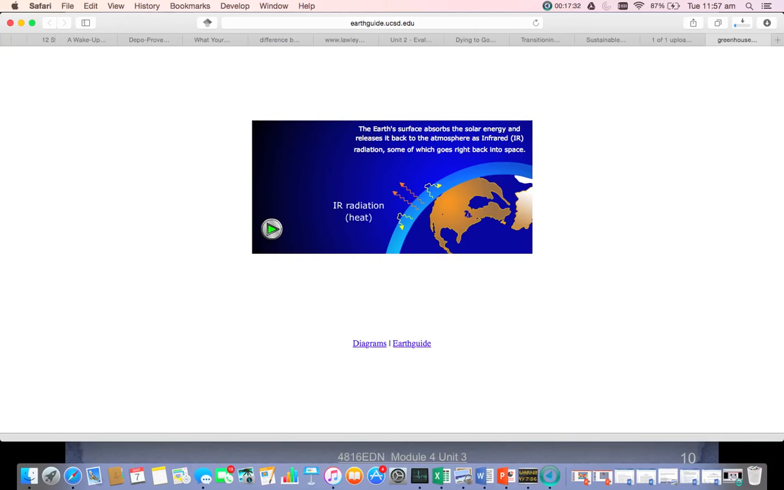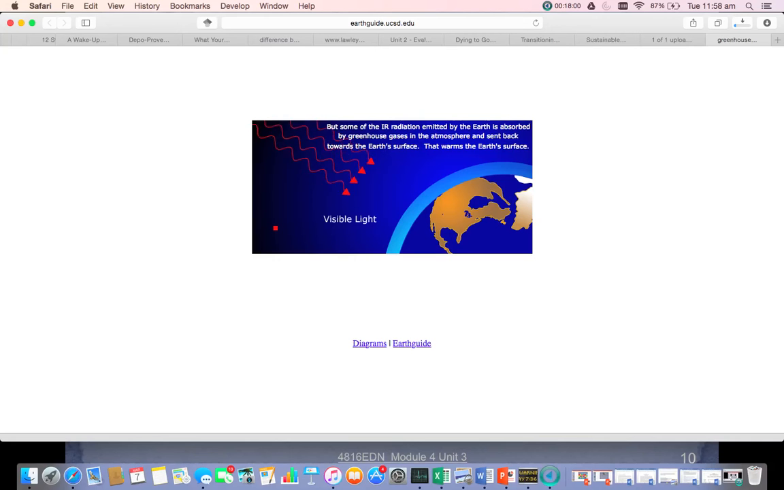Okay, so we have the light coming in, it hits the ground or it hits a surface, and the Earth's surface absorbs the solar energy and then re-releases it back into the atmosphere as infrared radiation, some of which goes right back out into space. So we have the light energy coming in, it hits the ground, some of it goes straight back out, but some of it gets trapped. And remember now, this is infrared, so this is heat energy.